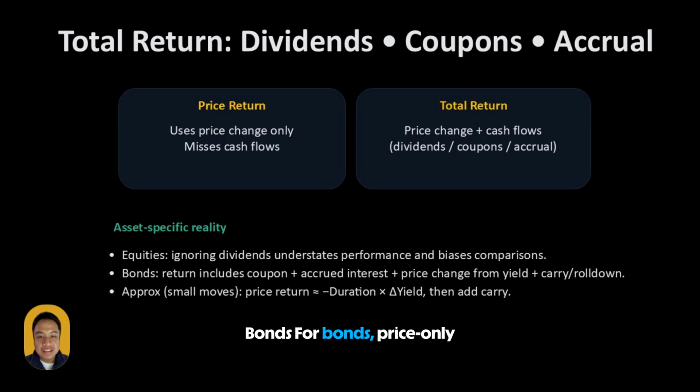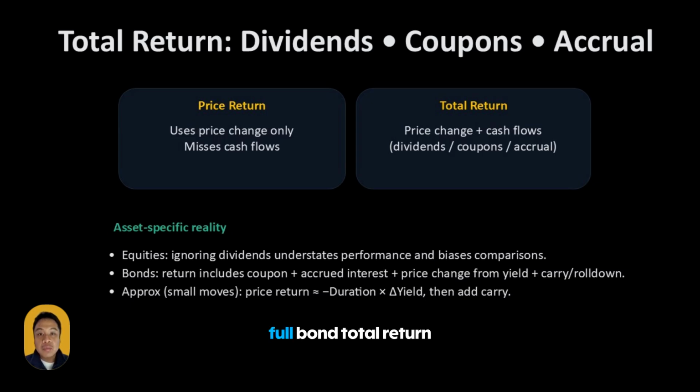Bonds. For bonds, price only is often misleading because bond return comes from coupon income, accrued interest, price change from yield movement, and carry and roll down effects. A super useful approximation to teach for small yield changes: bond price return equals negative duration times change in yield. Then add carry, coupon over yield income, and roll down if you model the curve. So bond total return is not just price goes up. It's a combination of income plus rate risk plus curve shape.